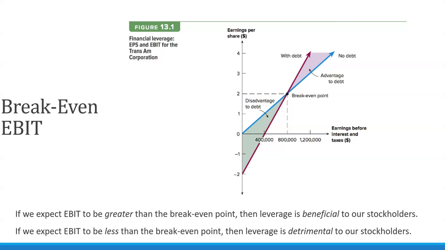Here's a graph of that break-even earnings before interest and taxes, or EBIT. We can see that the purple line is with debt, and the blue line is with no debt. At any earnings before interest and taxes above $800,000, there is an advantage to our stockholders by taking on leverage. Any income below that break-even point, the leverage is detrimental to our stockholders. So understanding what our projected earnings are for the future can also help us to calculate whether it's beneficial to us to take on that leverage or not.